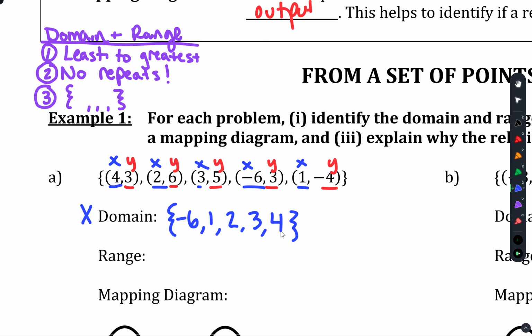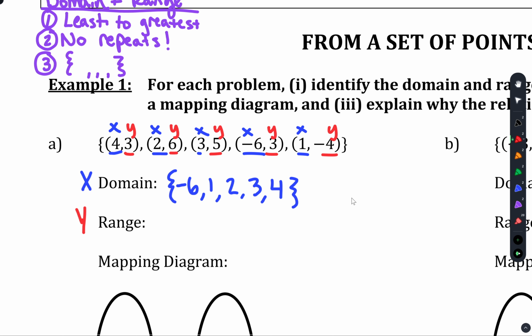I can do the same thing now for the range. Range is always associated with the y values, so I'm going to do the same exact thing. Curly braces. I'm going to start with the smallest value, which is -4. The next smallest value is 3. Do we see how there's two 3s here? There's a 3 and a 3. We want to remember, we are not going to repeat that 3 twice. We're just going to write it one time. That's it for domain and range. That's part one. Everybody good there?